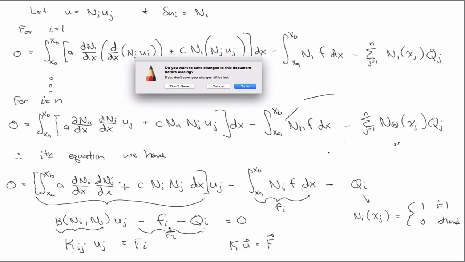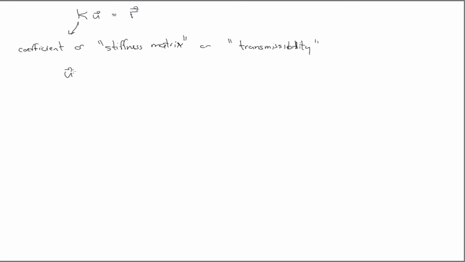So we have this KU equals F, and we typically talk about this as the coefficient matrix, or in the setting of solid mechanics, this is called a stiffness matrix. In the setting of porous media, it would be what? Transmissibility matrix. So all those names are what you might hear, right? And of course, the solution to this is K inverse F. All right.